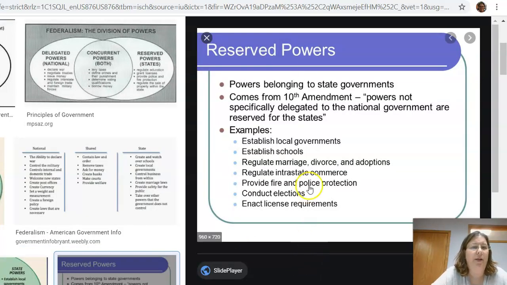Here's the other one that I wanted to bring up. Powers that belong to the state governments because they were never delegated directly to the national government, and they're not in Article 1, Section 10, so it didn't deny the states these powers. Again, we're starting to see some duplicates. Local governments, schools, marriage, divorces, adoptions are interesting. Intra, there's that intra, commerce, trade. Fire and police protection. Who pays for that? That's up to each individual state. And there's your professional license requirements.